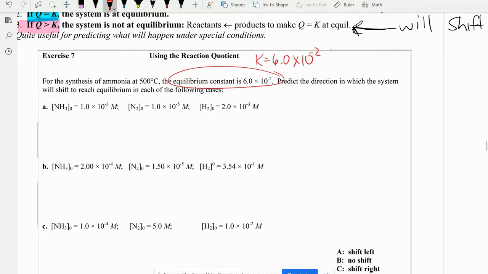Let's break this down so you can see what type of problems are being asked here. It's asking you to predict the direction in which the system is going to need to shift to reach equilibrium. If you go down to example 1, you'll see that we have a series of substances and given concentrations. So we're going to solve for Q, compare that to K, and that will tell us which way the reaction will need to shift in order to establish equilibrium.